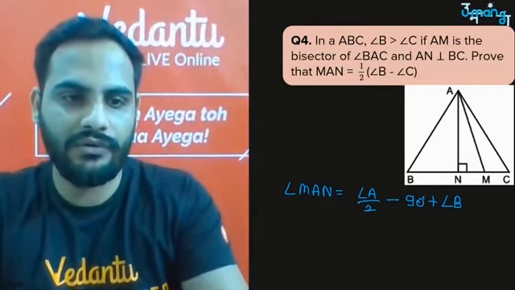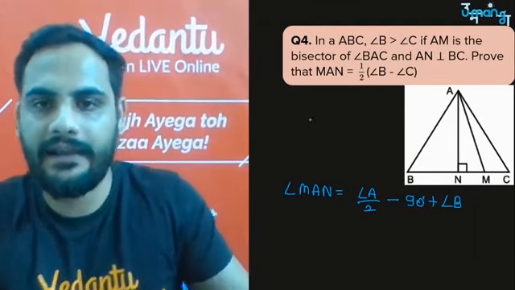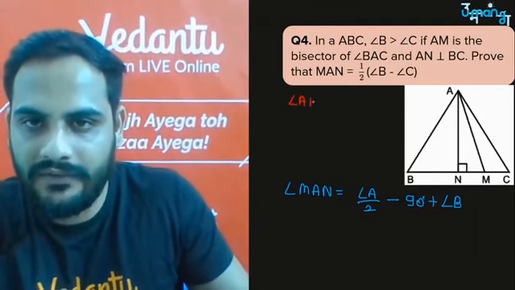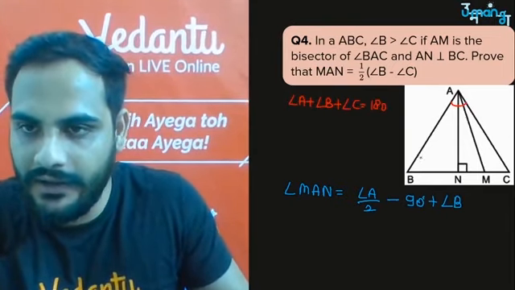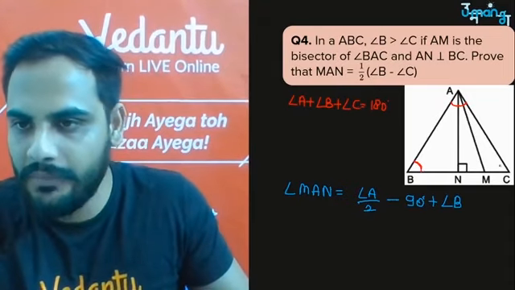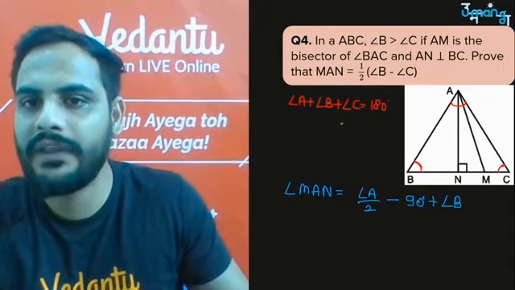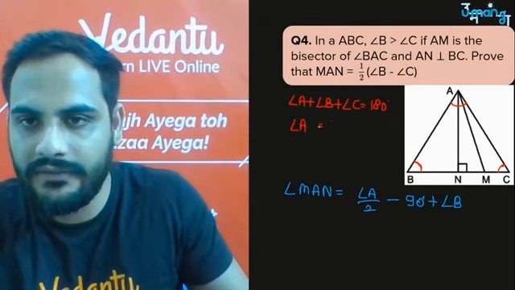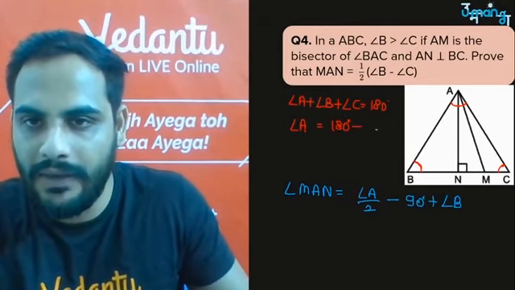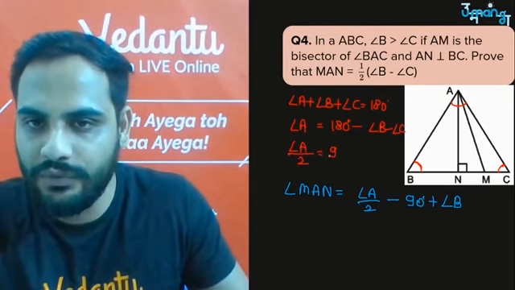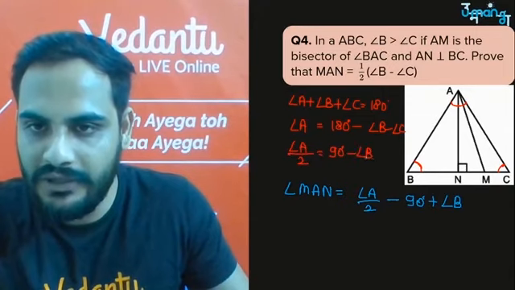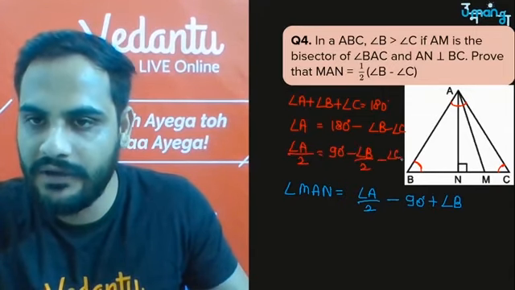तो देखो I know कि सर जी angle A plus angle B plus angle C is equal to 180 degree in triangle ABC. By this complete angle plus this complete angle plus this complete angle will be 180 degree. So I can say angle A is equal to 180 minus angle B minus angle C. Angle A by 2 will be equal to what? 180 by 2, which is 90 minus B by 2 minus C by 2.